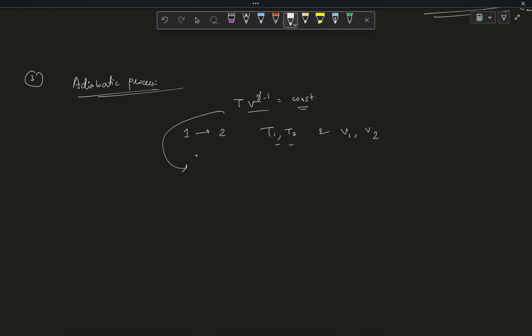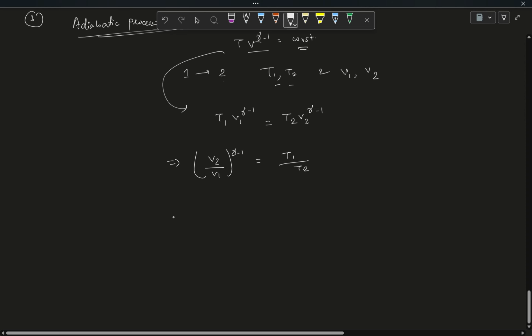So at state 1, T1 V1 to the power of gamma minus 1 will be the same as the product value at state 2, which is T2 V2 to the power of gamma minus 1. Now you have to take the ratio: V2 by V1 to the power of gamma minus 1 equals T1 by T2. In the question it is said that the volume doubled. So undergoing the adiabatic process from initial state to final state 2, the volume has doubled. That means V2 is 2 times V1, or V2 by V1 equals 2.